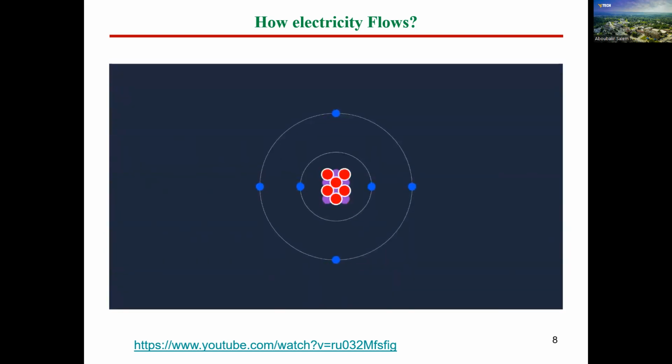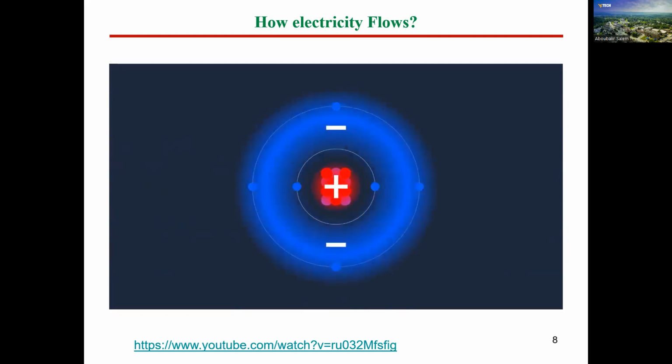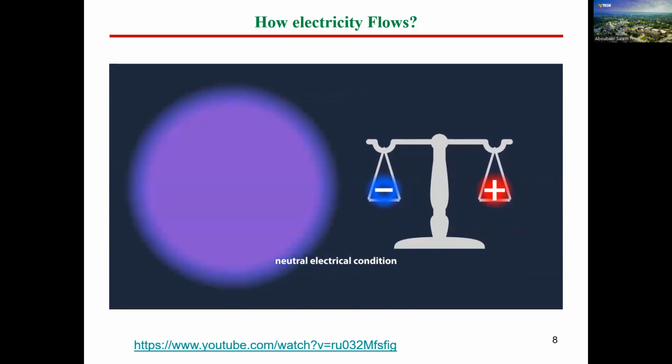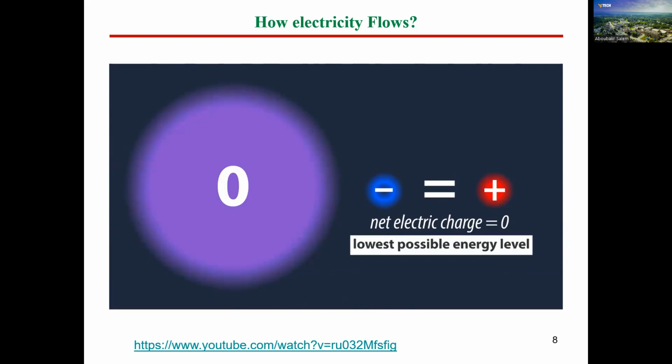The atom's protons account for the positive charge of the nucleus, and the electrons for the negative charge. In a stable, resting, or rather neutral electrical condition, these charges balance each other out within the atom. This gives the atom a net electric charge of 0. For each positive proton, you will find one negative electron. In this state, the atom is at its lowest possible energy level, which we call the ground state of the atom.